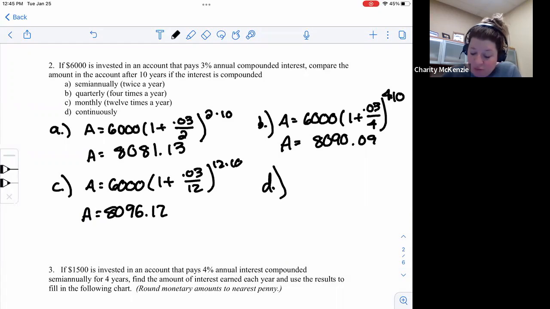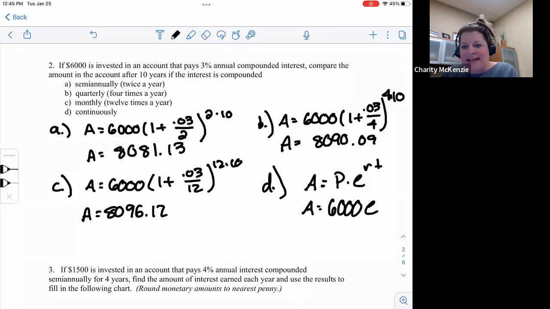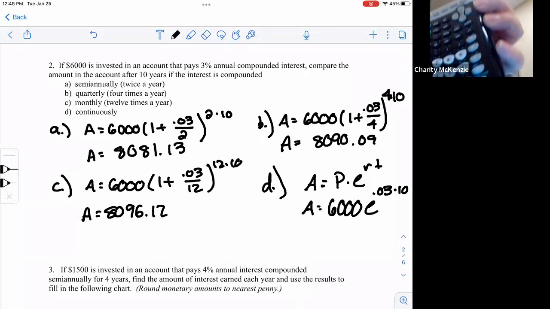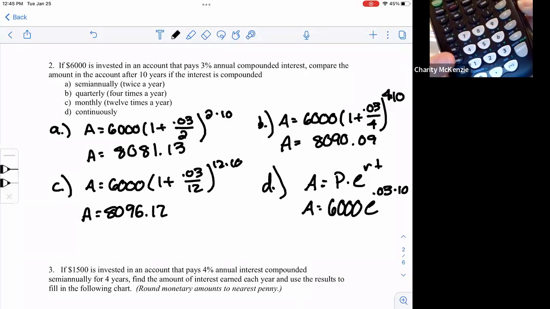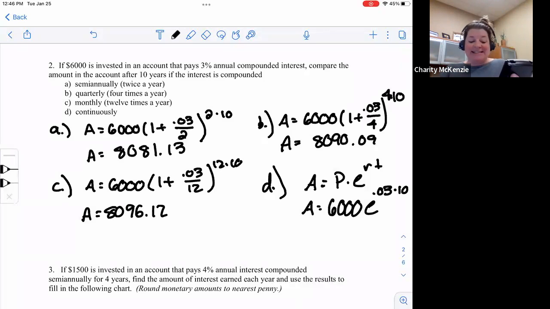So D is our first one that looks like compound continuously, which is P times E to the RT. So let's put in our values. P is still 6,000. E will be a key on the calculator. The rate is 3% times 10 years. So on this one, above the ln, the log, on this side over here, you'll see the E to the X key. So what I'll do is hit 6,000, then I hit the E to the X key, and then I put in the 0.03 times 10. It automatically does the exponent part on there. And I get, with continuous, $8,099.15.